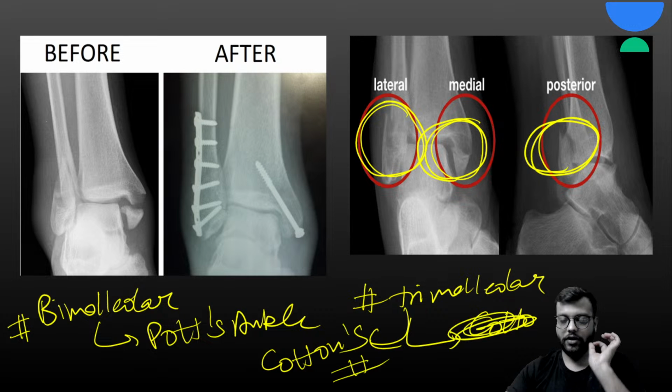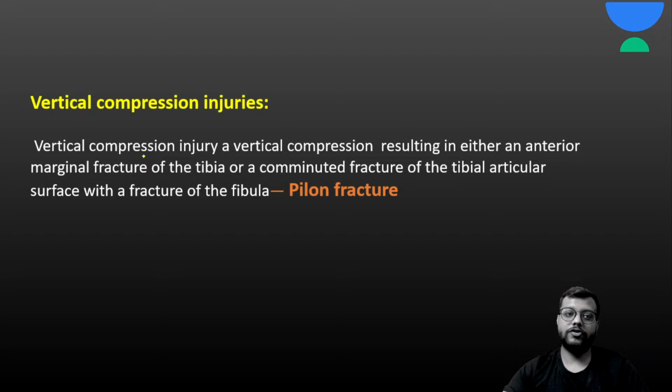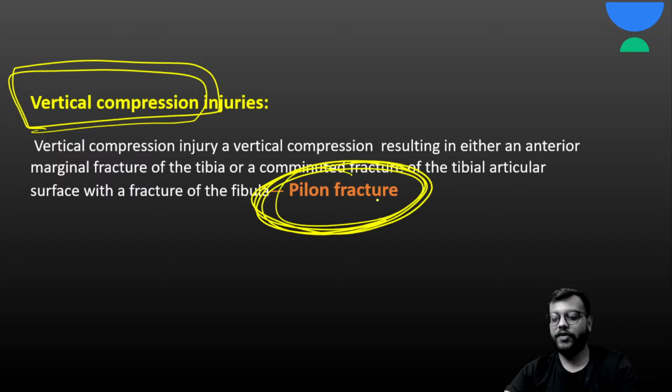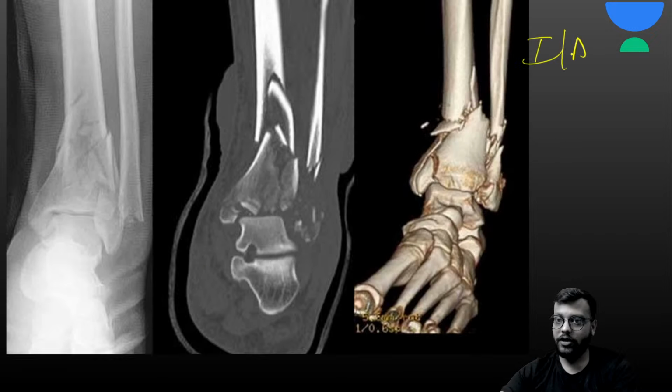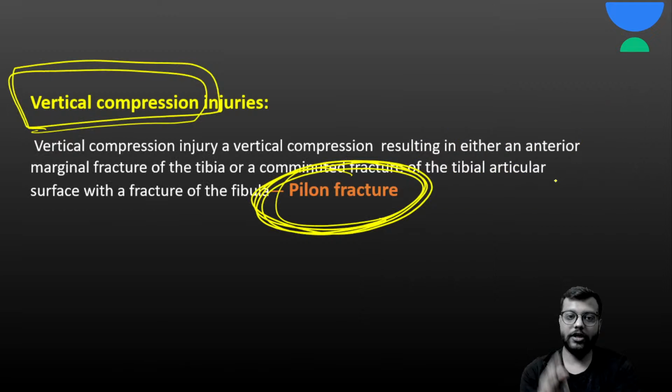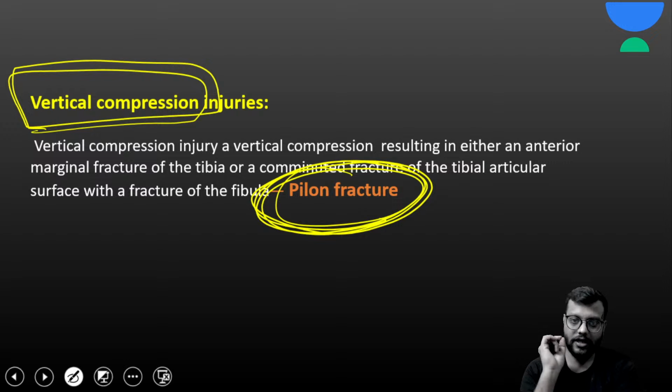Okay, remember this. Now the last type is your vertical compression injuries, and in this also there is a special type of fracture, that is your Pilon's fracture. Now what is Pilon's fracture? Pilon's fracture is the intra-articular fracture of the distal tibia plus fibula. This is your Pilon's fracture in case of vertical compression forces on the ankle. Remember it by name, the Pilon fracture.